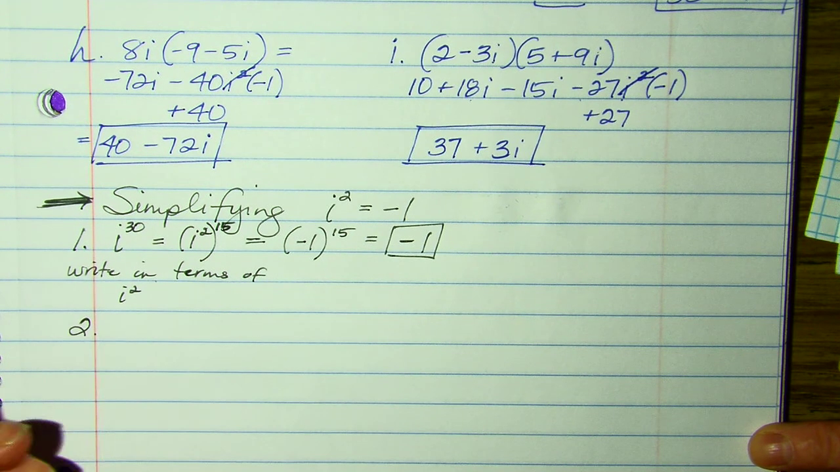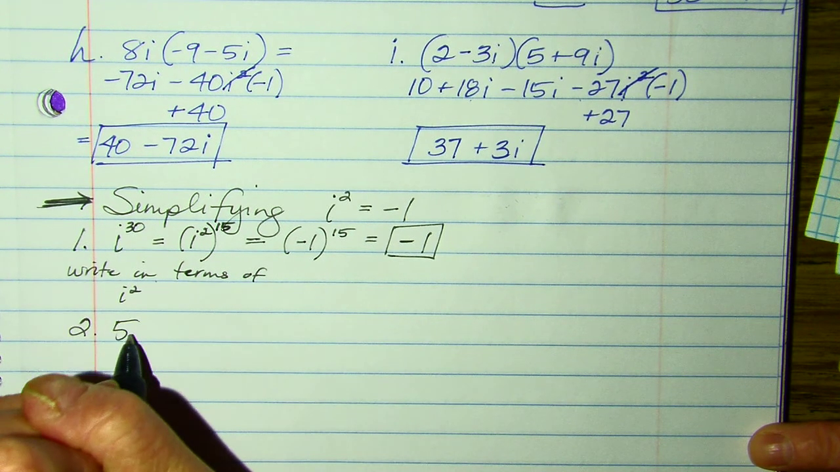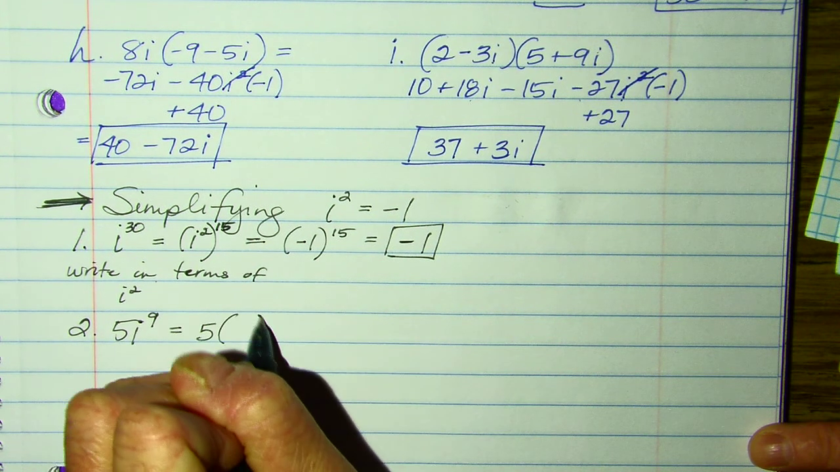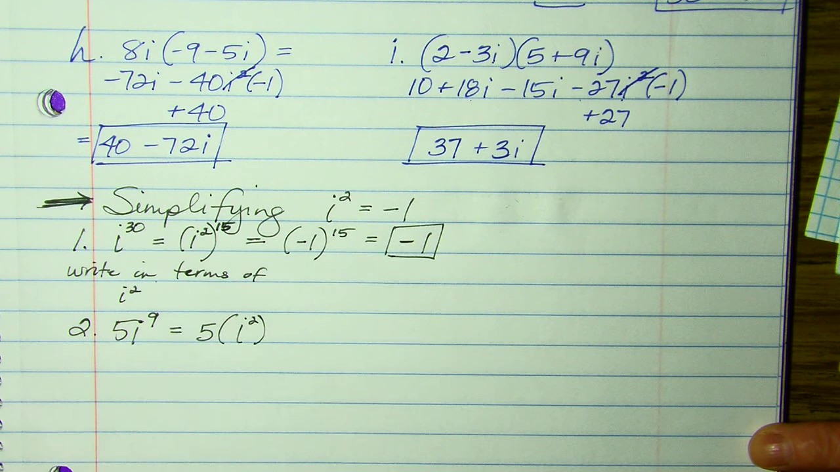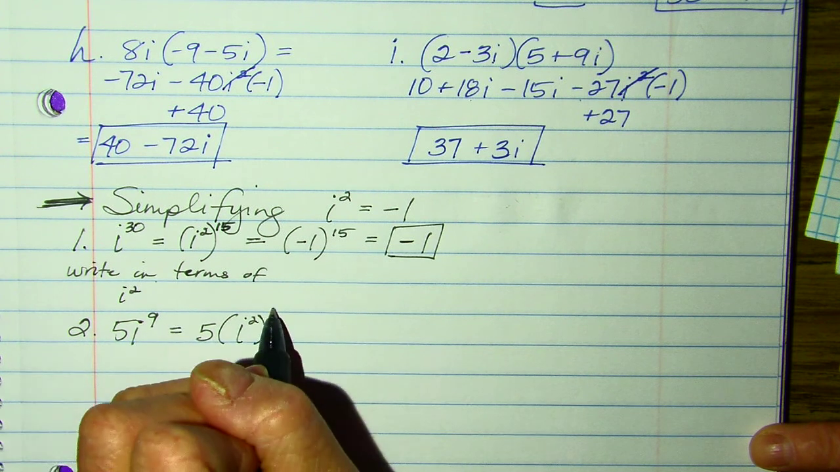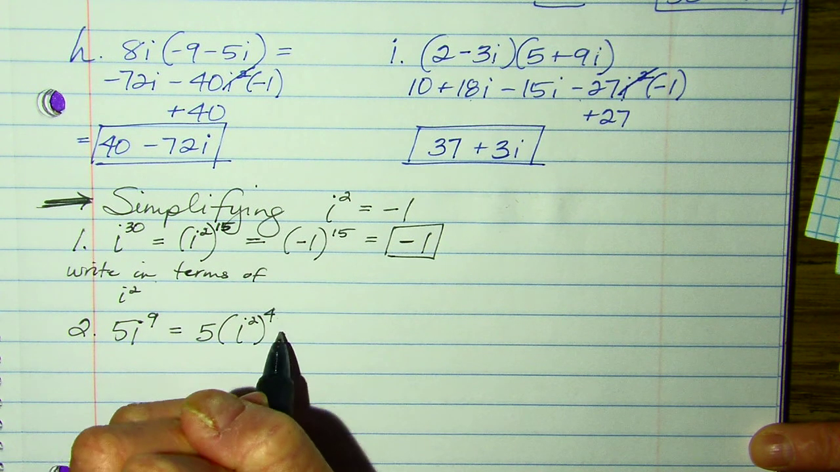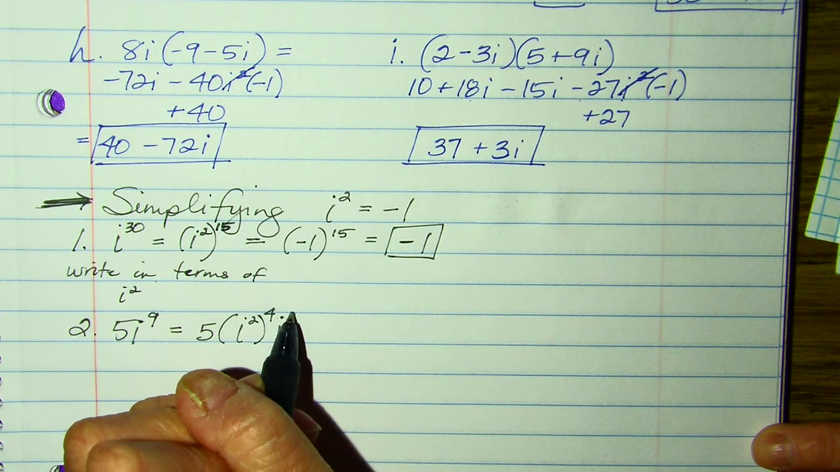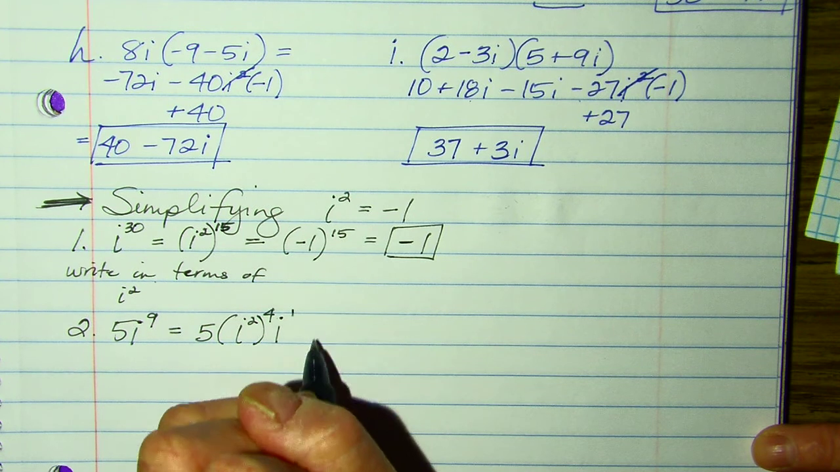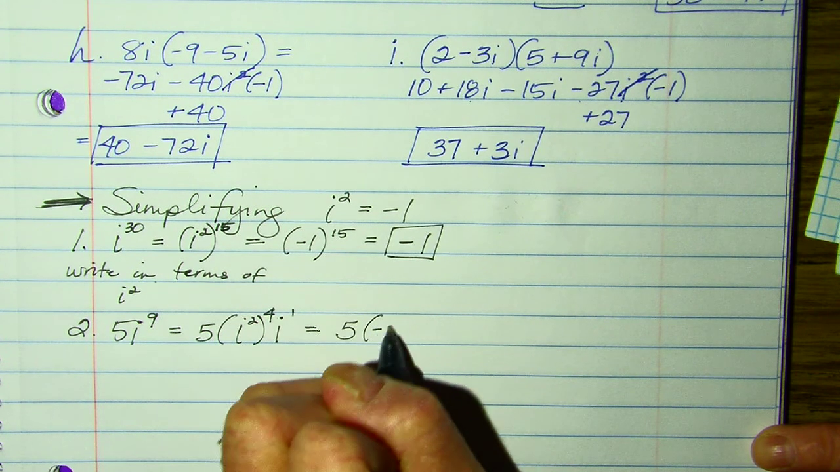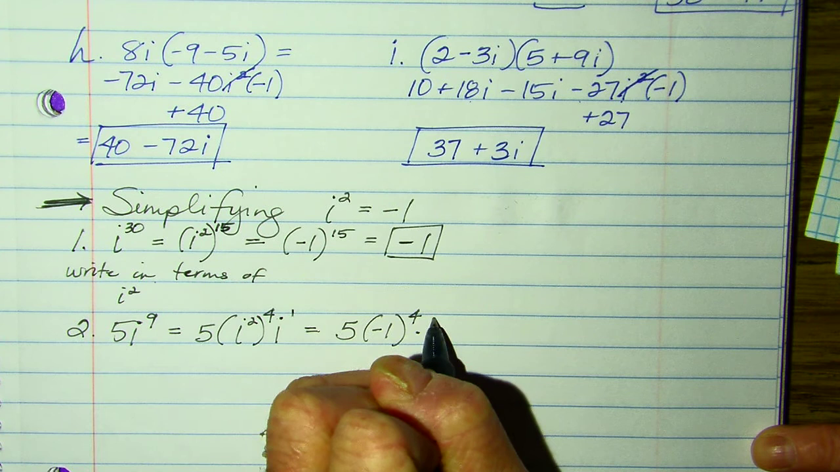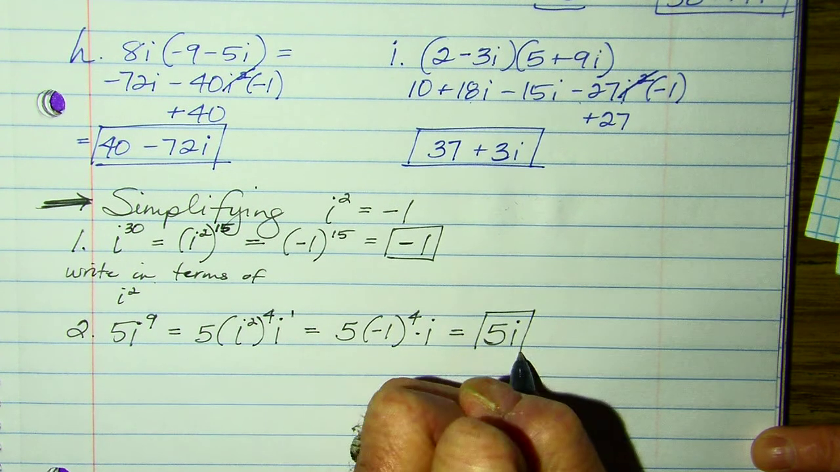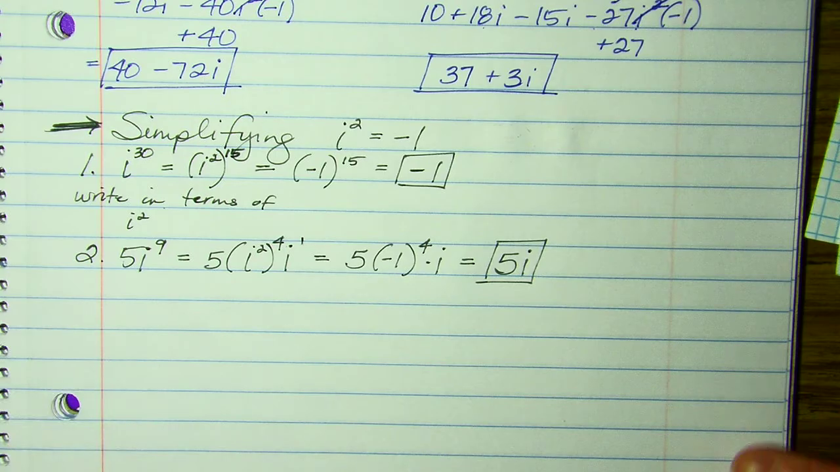Let's try one more before we do the lesson practice. So 5i to the 9th. I'm going to replace i to the 9th and write it in terms of i squared. So i squared goes into i to the 9th 4 times, right? Because 2 times 4 is 8. But I would have one single i left over, right? 8 plus i to the 1st is 9. So I'm going to rewrite this. This is 5 times negative 1 to the 4th times i, which equals 5i, because negative 1 to the 4th is a positive 1.